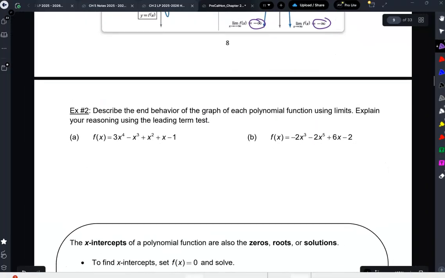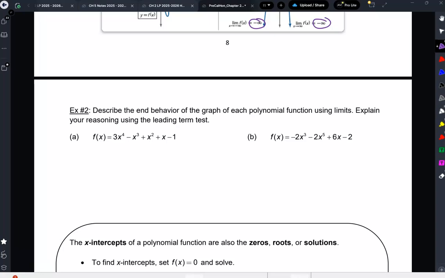Okay, let's just do one here. So this is an example of a polynomial function. Do you see how you basically just have the independent variable that has exponents which are positive integers?